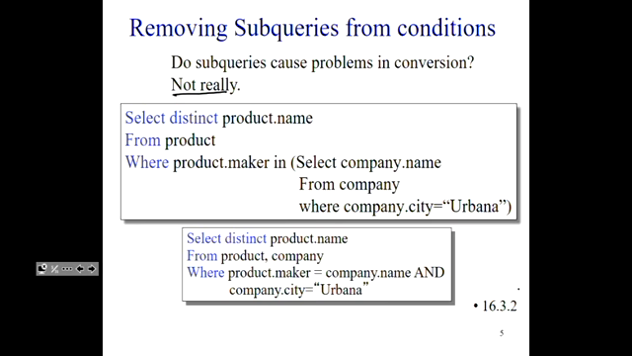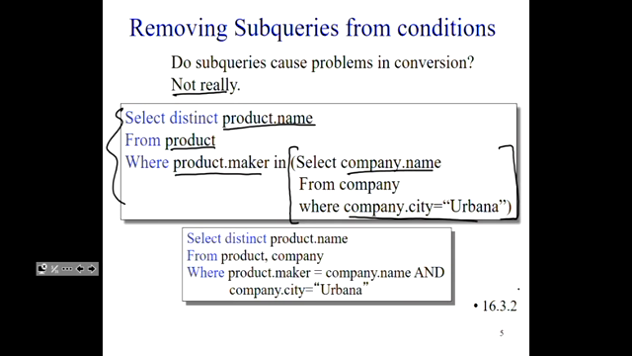more joins. So for instance, if I had this query with a subquery, so I have select distinct product.name from product where product.maker is in some set. So this is a set of companies where company.city is Urbana. Okay, so here I want to find the products that are made by a company in Urbana.